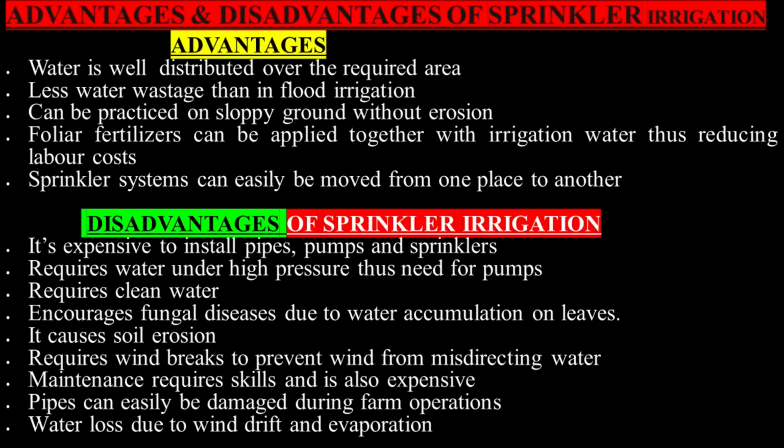Disadvantages of sprinkler irrigation. It's expensive to install pipes, pumps and sprinklers. Requires water under high pressure, thus need for pumps. Requires clean water. Encourages fungal diseases due to water accumulation on leaves. It causes soil erosion. Requires wind breaks to prevent wind from misdirecting water. Maintenance requires skills and is also expensive. Pipes can easily be damaged during farm operations. Water loss due to wind drift and evaporation.